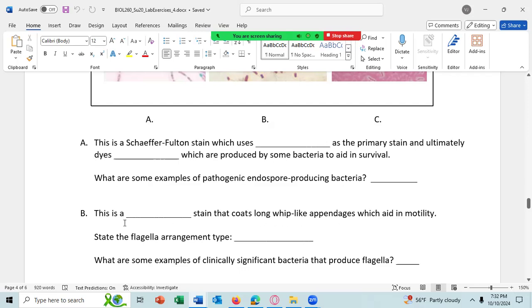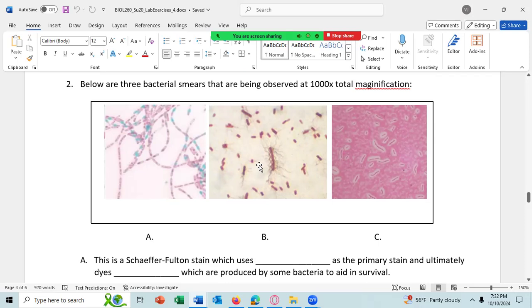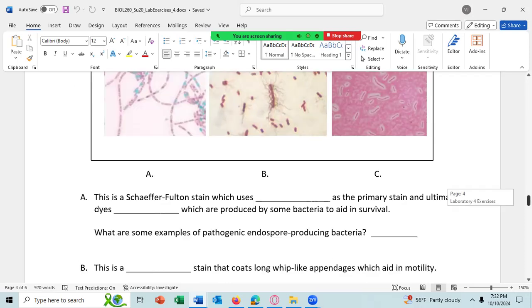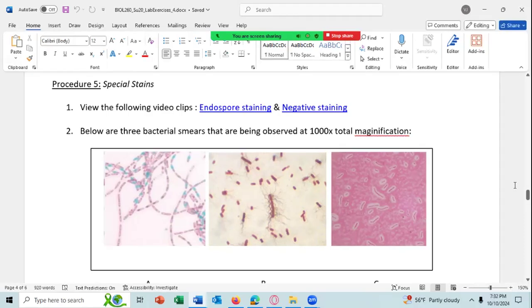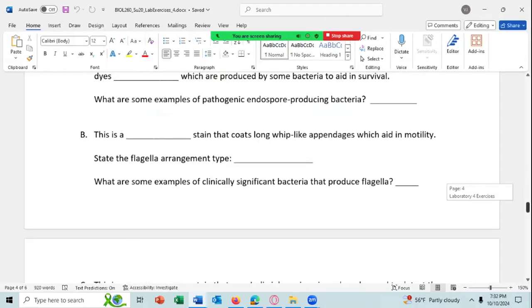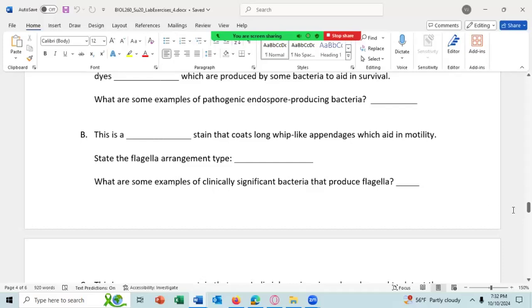So let's move on to figure B. This is which stain that coats long whip-like appendages which aid in motility. So what stain is this? And then state the flagella arrangement type of this picture. And what are some examples of clinically significant bacteria that produce flagella? You can find that in the lab module.